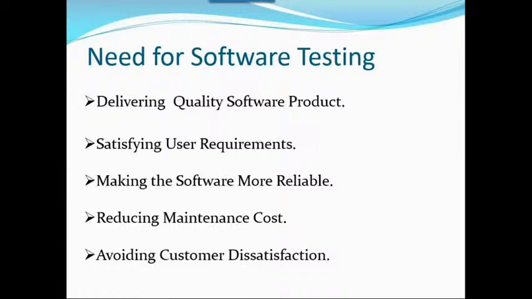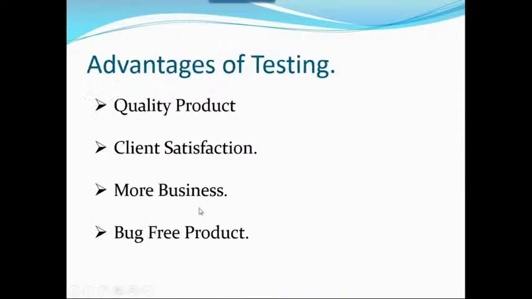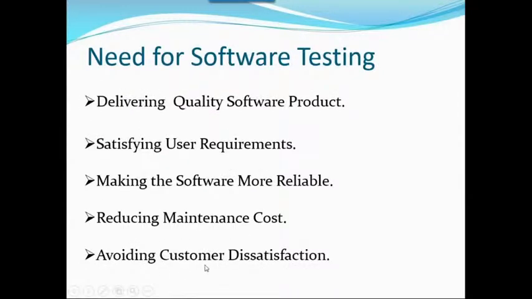And I told you, right, making the software more reliable. What is called reliable? Reliable means user friendly. You always need to test the application and make sure that it is more reliable or not. Also remember reducing the maintenance cost. Once the product launches in the market, you should not get too many issues. If you get too many issues, the maintenance cost will increase. So you need to reduce the maintenance cost. That's one of the most important ones. And avoiding customer dissatisfaction.